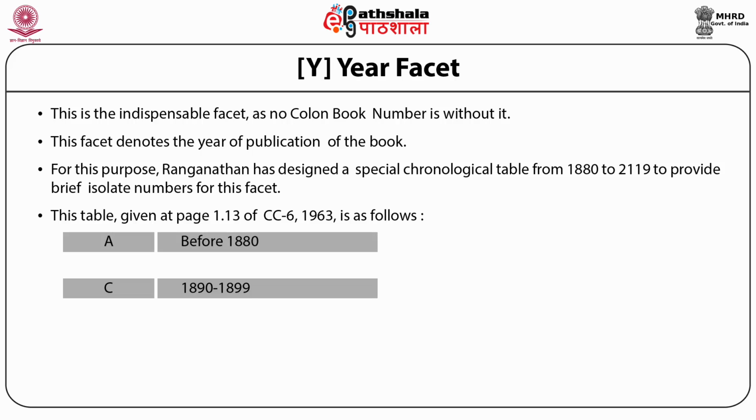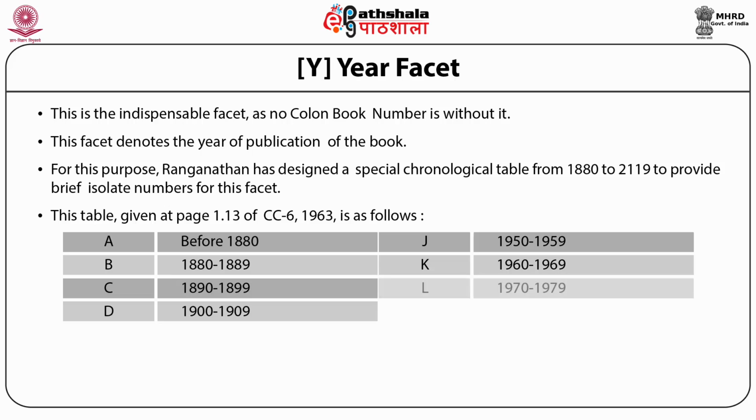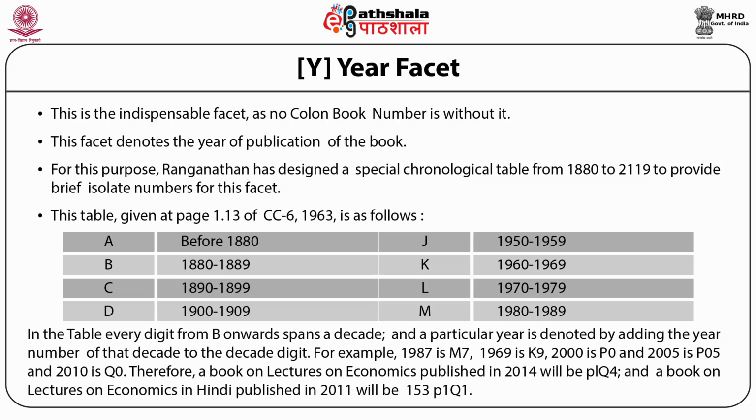So A stands for all the books published before 1880. Then after that, each digit represents a decade. For example, B is 1880 to 1889. D is 1900 to 1909. And L is 1970 to 1979. M is 1980 to 1989. Similarly, N will be 1990 to 1999, and so on. In the table, every digit from B onwards spans a decade, and a particular year is denoted by adding the year number of the decade to the decade digit.